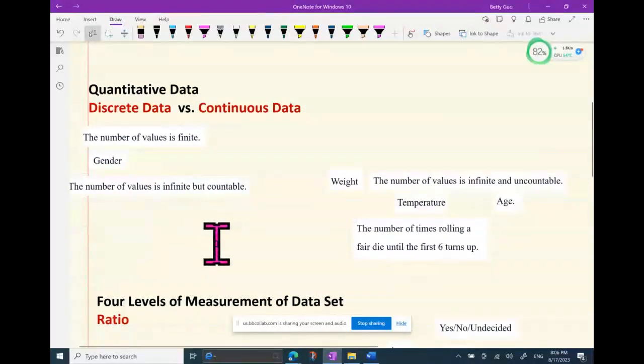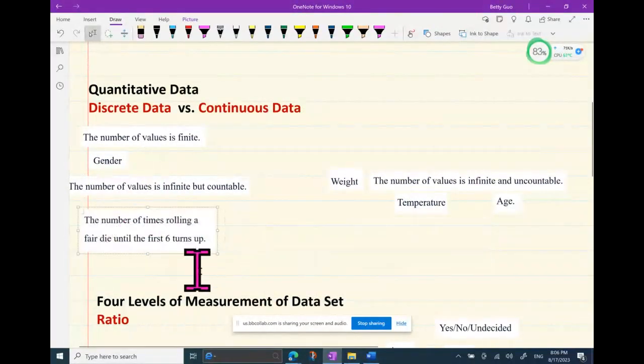Okay. Let's give you an example here. Consider an experiment where we have a fair die. We know a die, right? It is a cube with 6 sides. On each side, we have a certain number of dots: number 1, 2, 3, 4, 5, 6. So let's play a game.